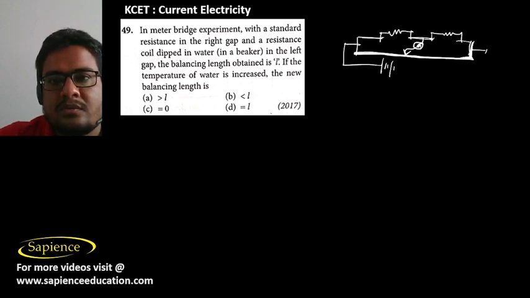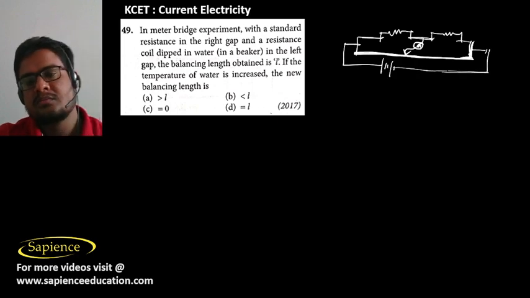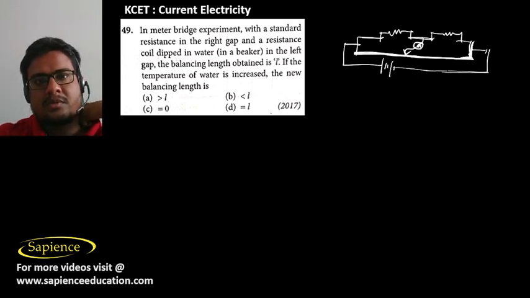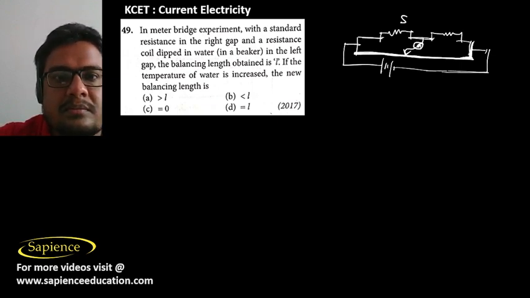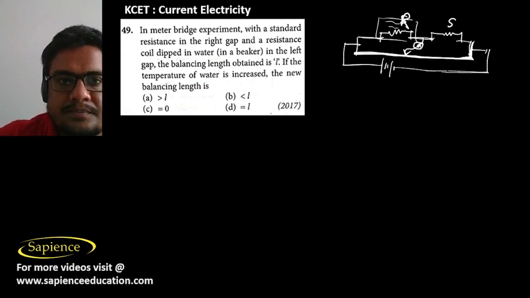Current will flow. Now standard resistance is in the right gap and the resistance coil dipped in water in a beaker is in the left gap. The balancing length obtained, with this part kept in water, is L.